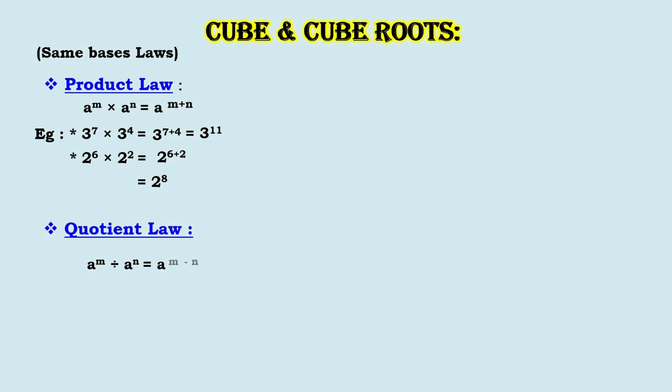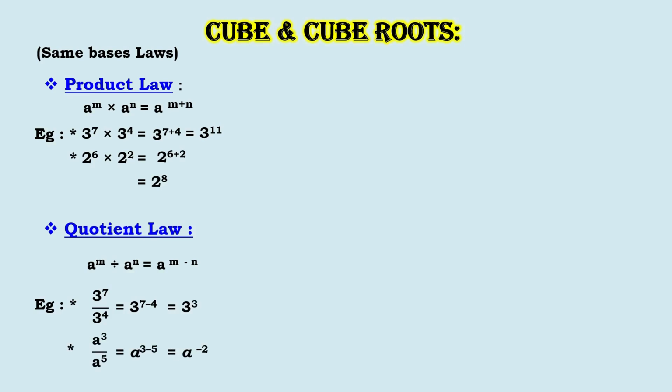So whenever there is a division, we have to subtract. And when there is a multiplication, we need to add the powers. So for example, 3 to the power 7 by 3 to the power 4. Here we have the same base. So that's why 3 to the power 7 minus 4, which is equal to 3 to the power 3.